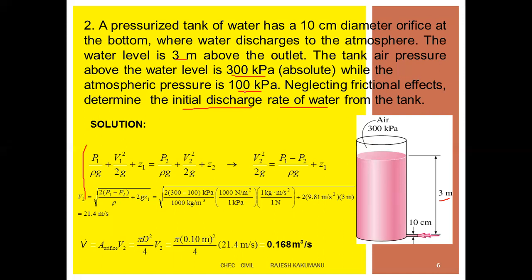P2 is equal to 100. P2 divided by rho is equal to 1000 into 2 into g into Z1. So applying this, 2 into g into Z1, and the Z1 is this height. Z1 is equal to the height here.